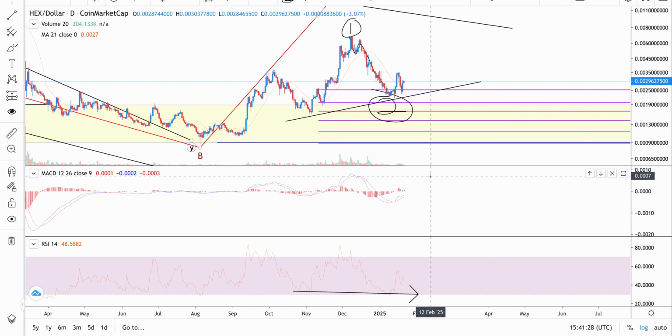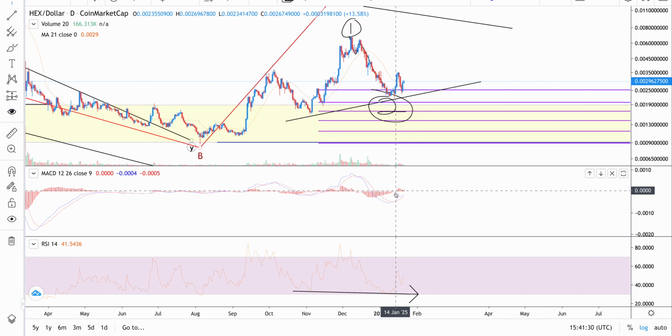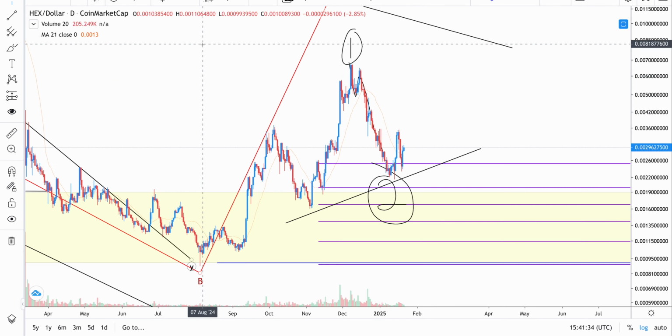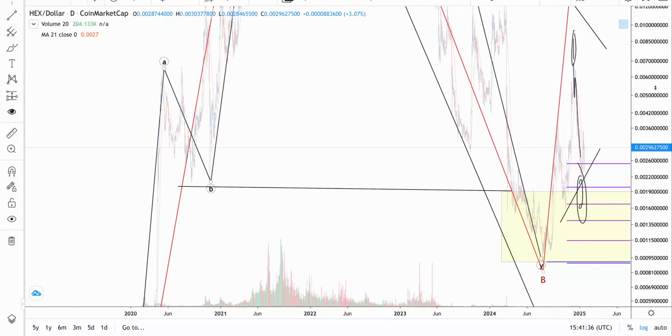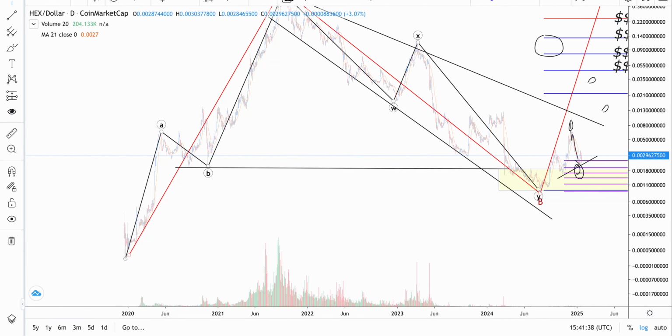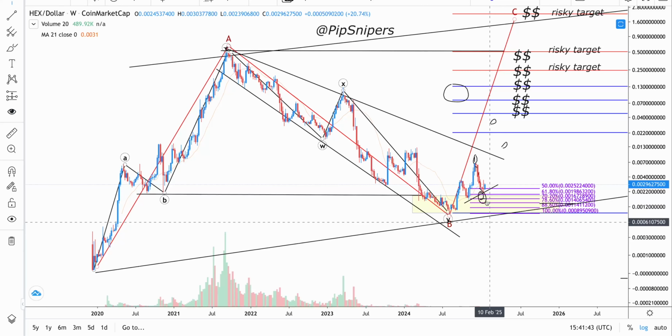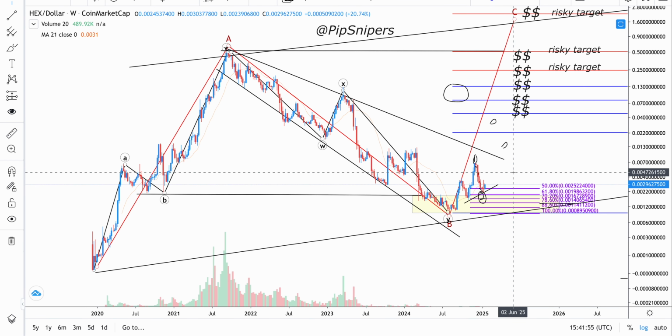MACD turning up under the 0 line on the daily time frame. Okay, this looks pretty good. Let's go on the weekly time frame, and this is what we see so far. Look at this nice weekly candle right here, right off the 50% fib. We wick down to the 618, and then this weekly open had a very nice push off the 50%.